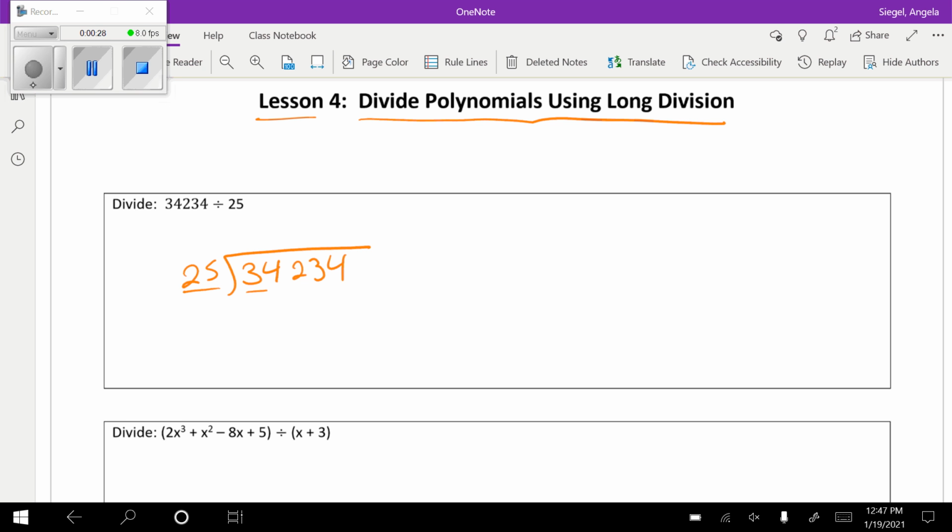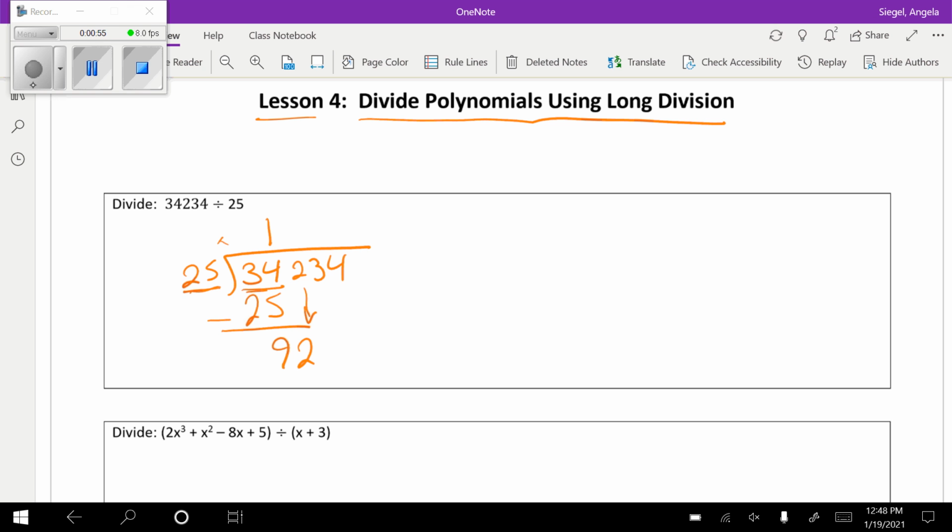And obviously it can't, but 25 can go into 34 one time. So then I said 1 times 25 is 25. The next step is that you would subtract that. And I'm emphasizing that because that's a big step that people usually forget. So I'm going to take 34 minus 25, which is 9. And then the next step is I dropped the 2.